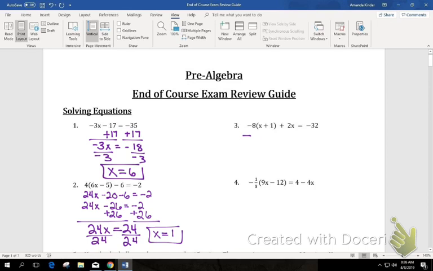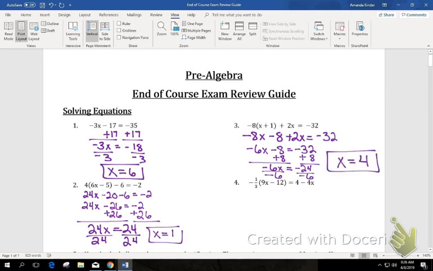All right, number 3. Again, we distribute. Negative 8x minus 8. Did you guys get that? Negative 8x minus 8 plus 2x. So again, we see there's something that can be combined on the left side. What is it? Just tell me. Yes, which is negative 6x minus 8 equals negative 32. Next step, add 8 to both sides. Negative 32 plus 8 is negative 24. Dividing both sides by another negative makes a positive answer.